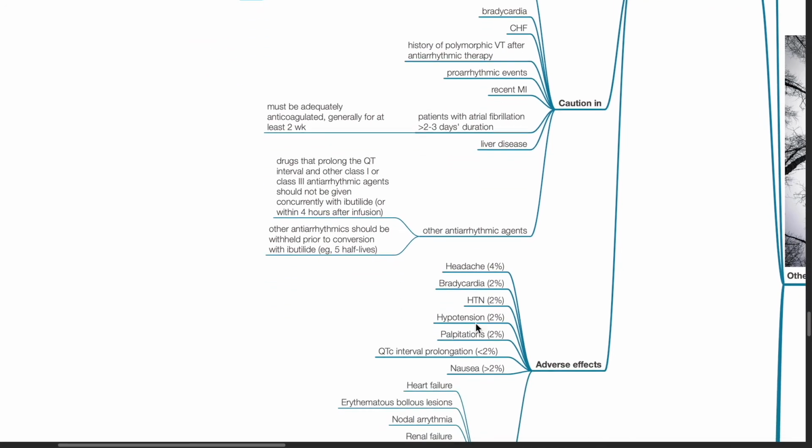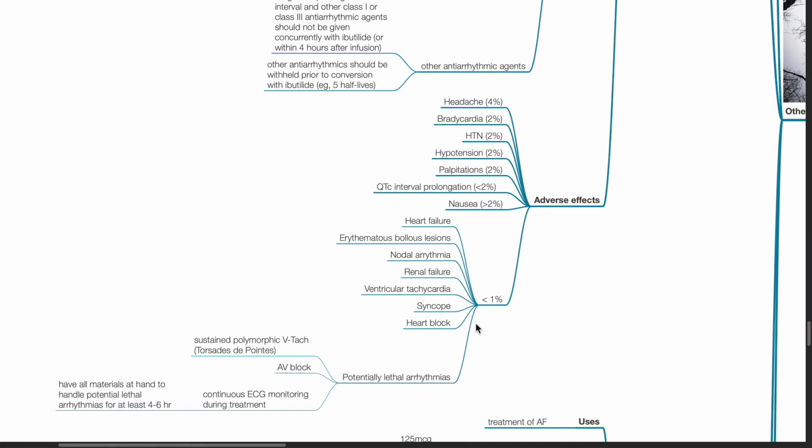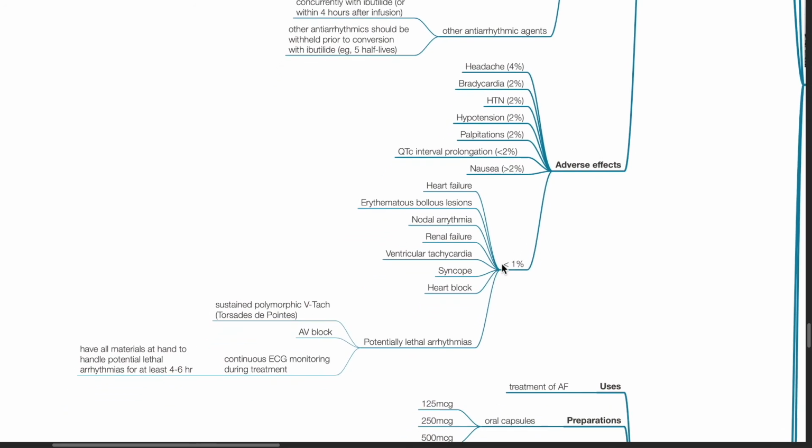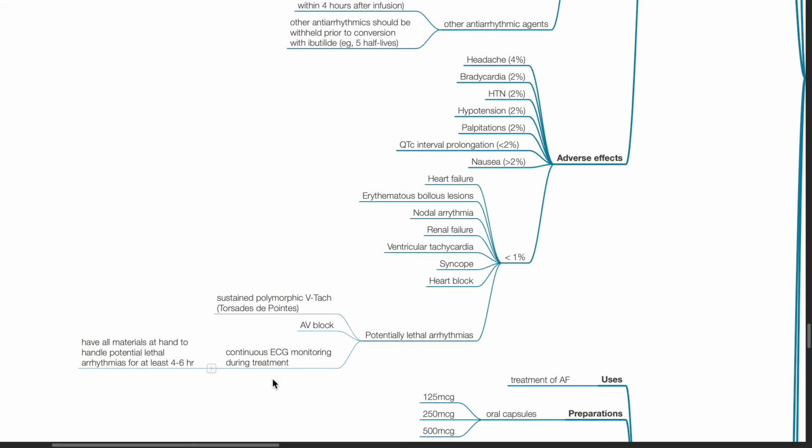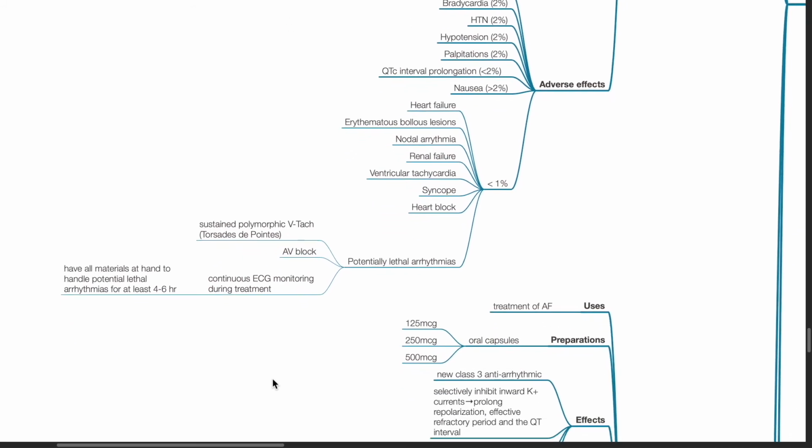Adverse effects include headache, bradycardia, hypertension, hypotension, palpitations, QTc prolongation, nausea, heart failure, skin reactions, renal failure, ventricular tachycardia, syncope, heart block, and potentially lethal arrhythmias such as torsade de pointes. Continuous ECG monitoring should be present during treatment. Have all materials at hand to handle potentially lethal arrhythmias for at least 4 to 6 hours after ibutilide administration.